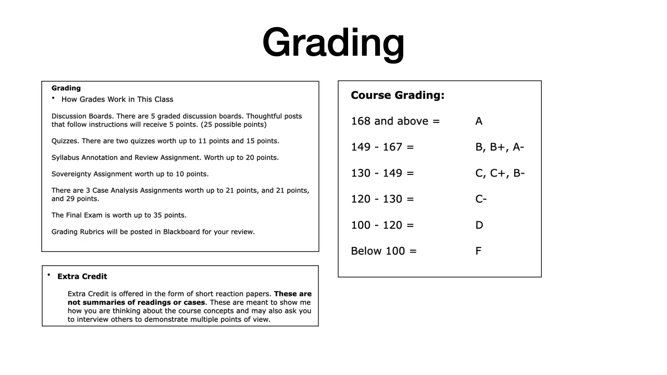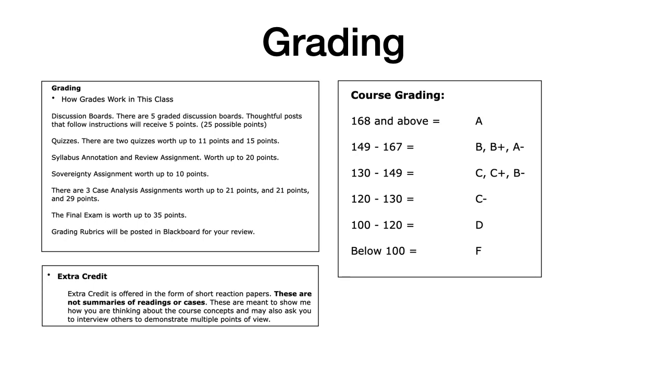There are 2 quizzes. One's worth 11 points, the other one's 15. There's a syllabus annotation and review assignment. Those 2 assignments are worth up to 20. There's a sovereignty assignment worth 10 points. There's 3 case analysis assignments, which we'll go over in a second, that are a pretty big chunk of your grade. And then the final exam is worth 35 points.